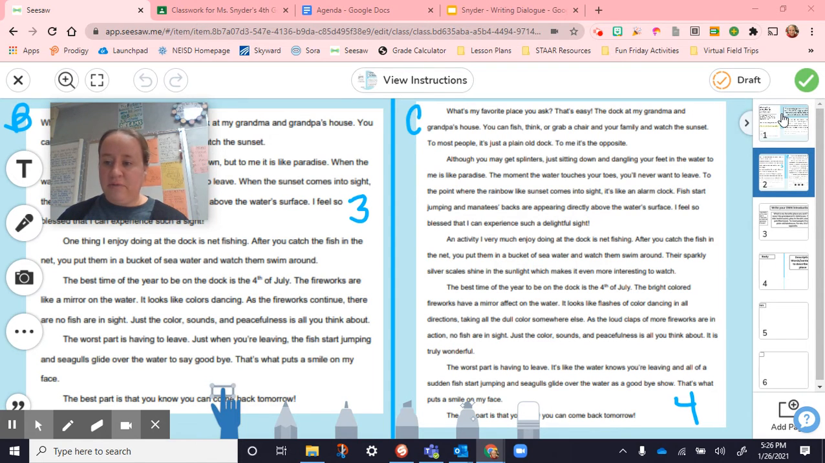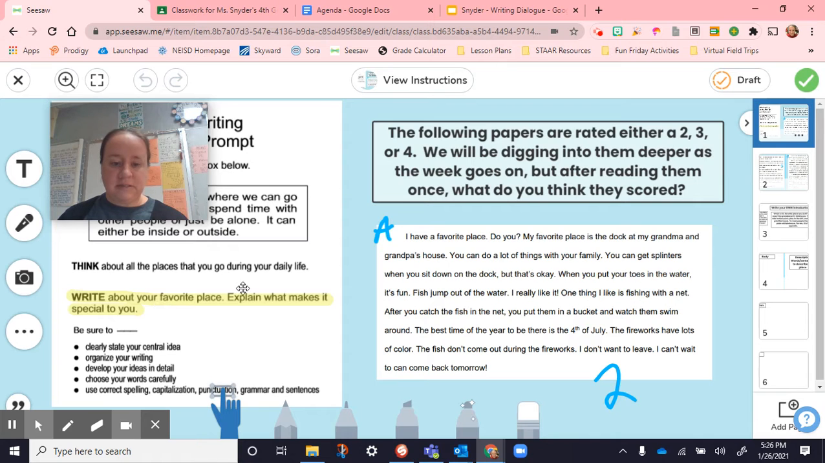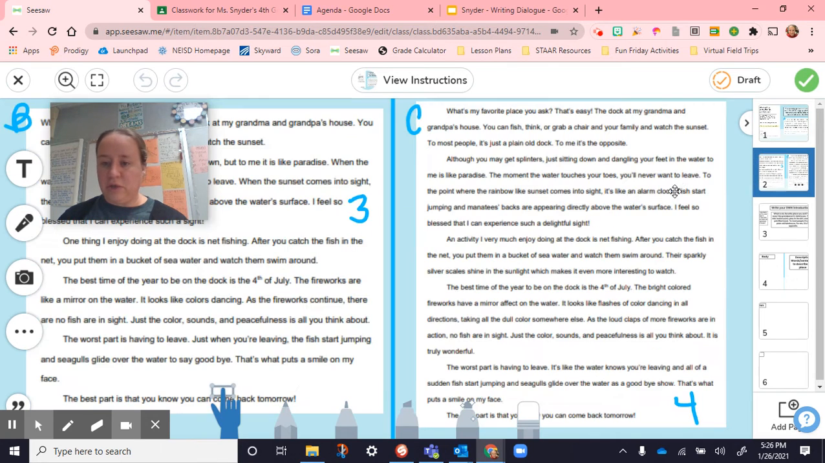Again, remember, you're writing about your favorite place, explaining what makes it special to you. The introduction's right here. It says, "What's my favorite place, you ask? That's easy. The dock at my grandma and grandpa's house. You can fish, think, or grab a chair and your family and watch the sunset. To most people, it's just a plain old dock. To me, it's the opposite." So we took that information and mirrored what they did, adding in our own things but using that same format to practice.